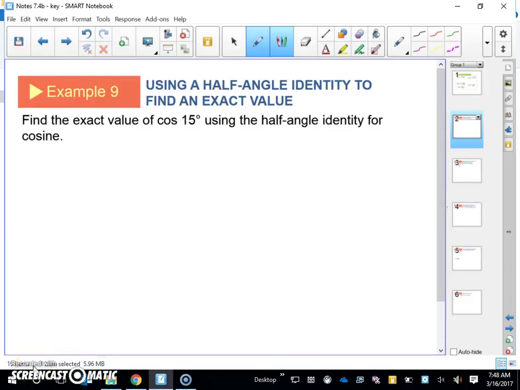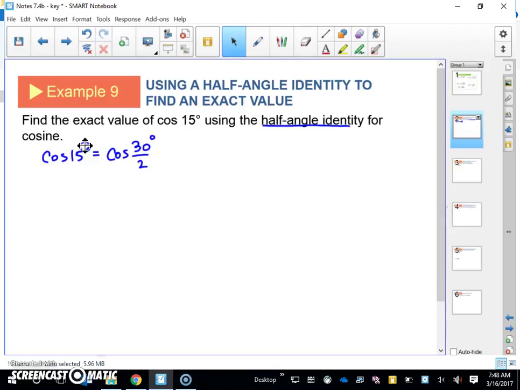Example 9, we want to find the exact value of cosine 15 degrees using a half angle identity. So we want to find cosine 15 using a half angle identity. So 15 is half of 30. So basically, we're changing it into 30 over 2. 15 equals 30 over 2, and that's what we're looking at.